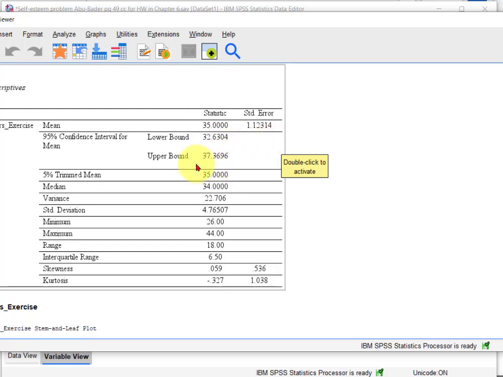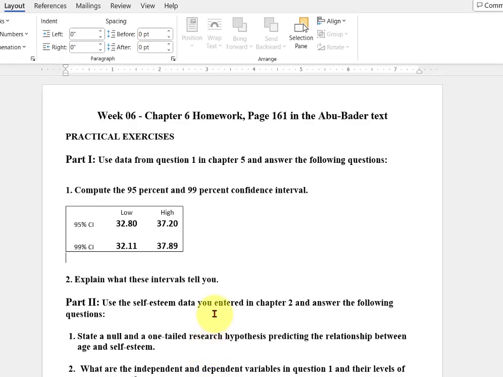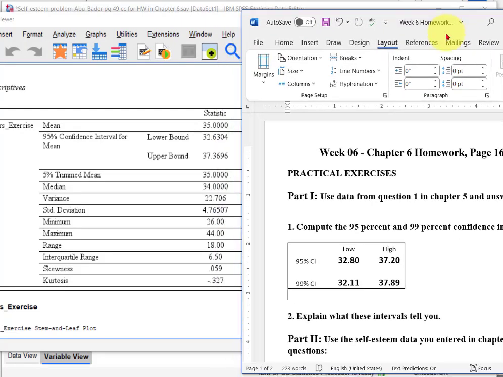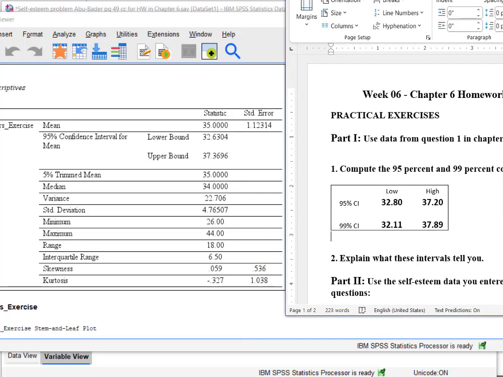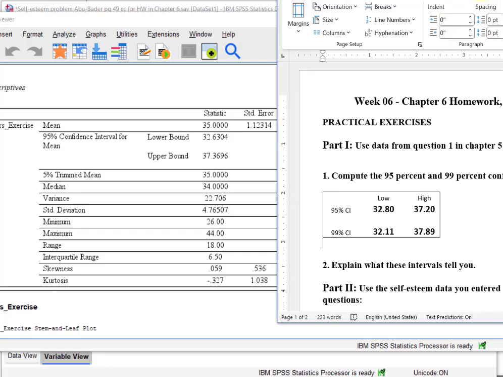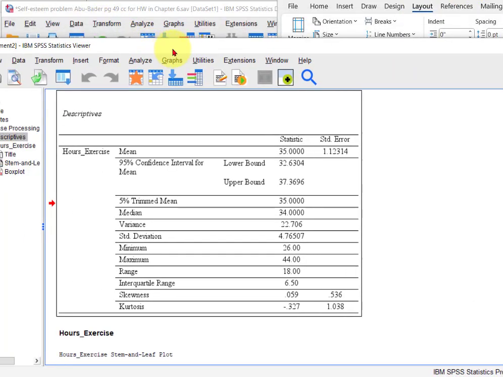32.63 and 37.37. What did we get here? We got 32.8 and 37.2. Well, let's just compare the two here. SPSS 32.6, and so Excel got 32.8, and 37.37, 37.2, close enough for me. Now we're going to do the 99% confidence interval, and it will be a little bit different. But again, I suggest you use SPSS. It's just a whole lot easier.